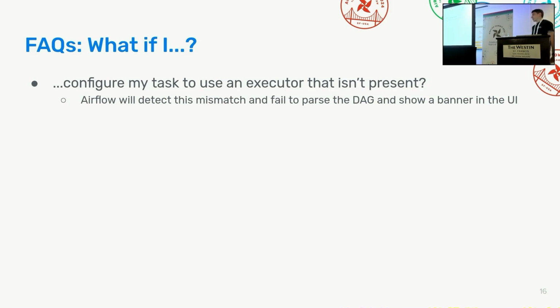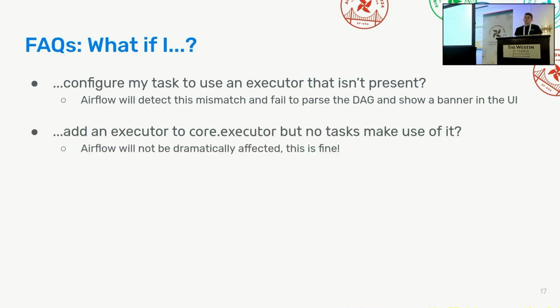The DAG's going to fail to parse. Airflow is smart enough to check which executors you've tagged tasks to run with, and then check if they're configured and present. And if they're not, it's going to yell at you. In the same way that the DAG failed to parse for any other reason. I'm sure you've all seen those. You'll get the dialog in the UI, and you'll need to go in and fix your DAG. It'll tell you which task and which executor are the mismatch.